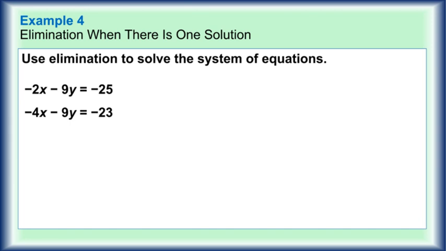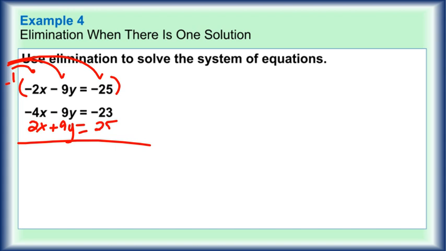It would be easier for me to eliminate the y's if I multiply this top equation by negative 1. So this would give us 2x plus 9y equaling 25. Because now if I add straight down, I get negative 2x. The y's eliminate, and I'm left with 2. Divide by negative 2, x would equal a negative 1.